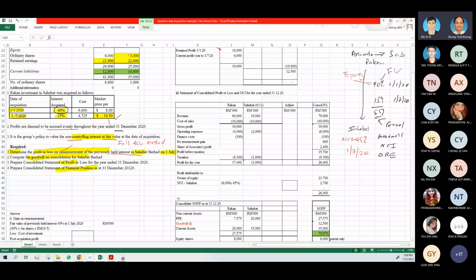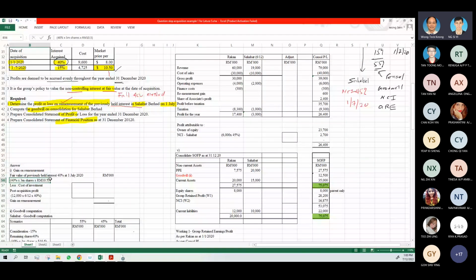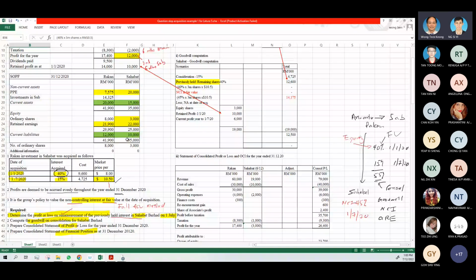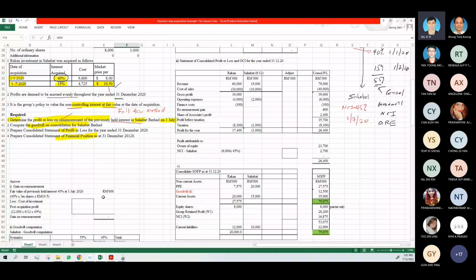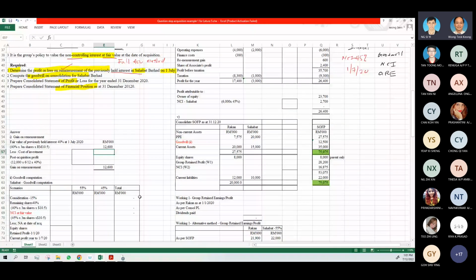So from here, then we know that we have 40% share of 3 million. Because here, Sabat got 3 million shares here, $1,000. So 3 million shares. So previously held 40%. So now the price on 1st July 2020 is $10.50. So you get 12.6 million. Follow? You cannot follow, let me know. Huh? Don't wait until the last minute, sir.